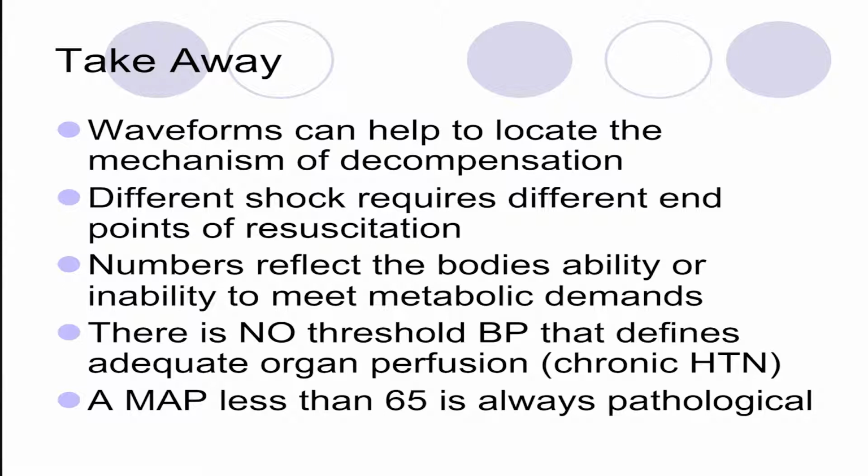And these numbers reflect the body's ability to meet metabolic demands. There is no threshold blood pressure that defines adequate organ perfusion. So we consistently say anything less than 65 is pathological, so that's where we tend to run our MAPs. But what we're finding out now is for our patients that are coming in with very chronic hypertension, whose blood pressures at home run 180, a MAP of 65 is not adequate for them. Their organs are used to much higher pressures than that, which is why we're still seeing end organ damage even though we're achieving MAPs of 65.